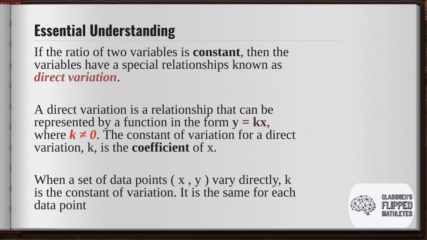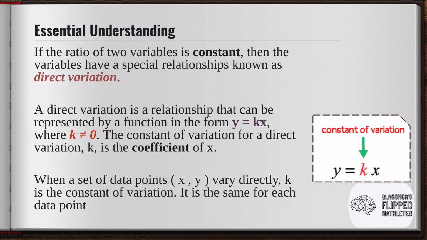To lead off, you have to understand what a direct variation or proportional relationship is. If a ratio of two variables is constant, so the ratio is consistently simplifying down to the same number, then the variables have a special relationship known as direct variation. As one varies, the other varies directly because of it. These relationships can be represented as a function in the form y equals kx, as long as k is not equal to 0, because that k, the coefficient of x, is your constant of proportionality, or your constant of variation.